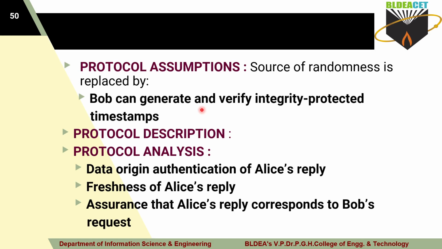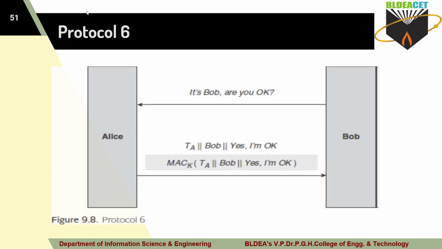To overcome this problem, in protocol 6, instead of using the timestamp of Bob, you are using the timestamp of Alice here. Here you are sending the message, it's Bob, are you okay. For that message, what does the reply message contain? The timestamp generated by Alice, and the identification of Bob, as in I am okay message here. Next, the message authentication code is generated for this message as a reply to Bob here.